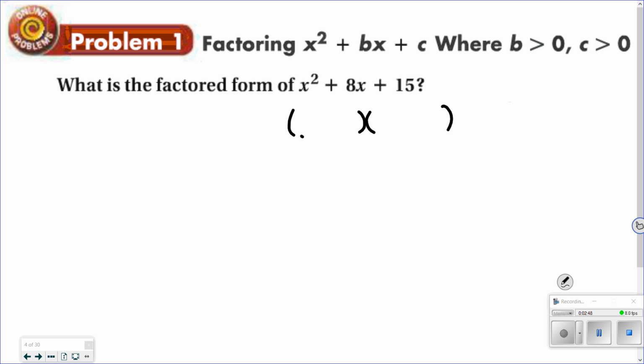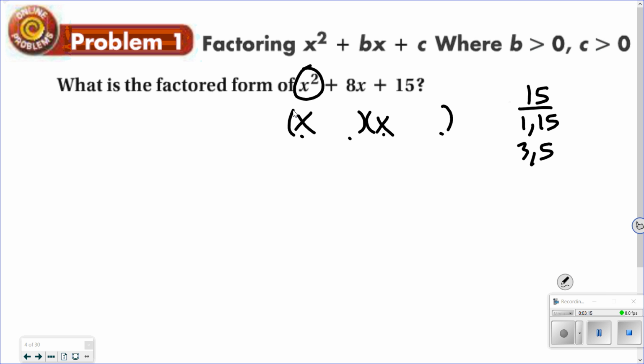Think about it. This times this has to give you the x squared. Well, that's got to be x times x. When I multiply these two numbers, I get 15. Off to the side, I'm going to make a list of things I can multiply together to get 15. I think there's just two pairs. We have 1 and 15. We have 3 and 5. If I put a 1 and a 15 there, I would get 15 when I multiplied it, or if I put a 3 and a 5.